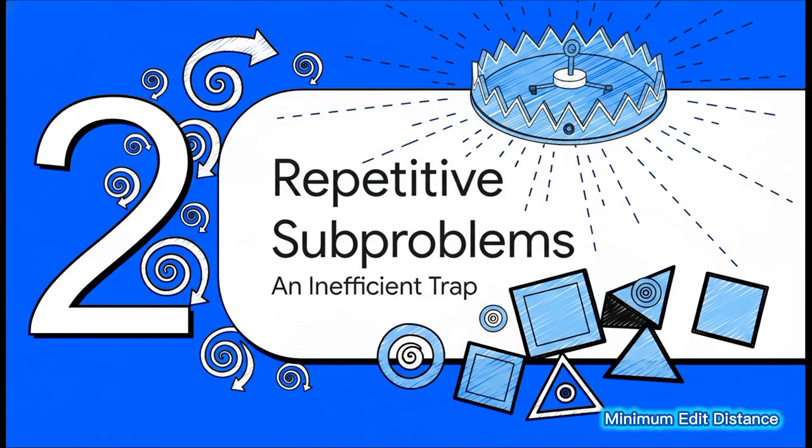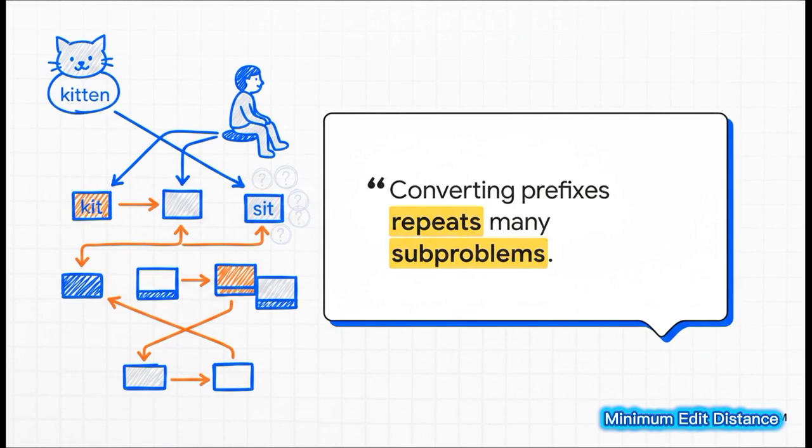Okay, now your first instinct as a programmer might be to think, I can solve this with a nice, simple recursive function. And you could, but you'd be walking straight into a very common and very slow trap. Just imagine a more complicated conversion, like from kitten to sitting. A purely recursive approach would start calculating all sorts of smaller problems, like the distance from kit to sit. But because of how it branches, it would end up calculating that same exact subproblem multiple times. It's doing the same work again and again, which is just horribly inefficient.